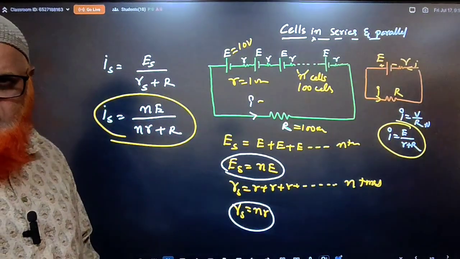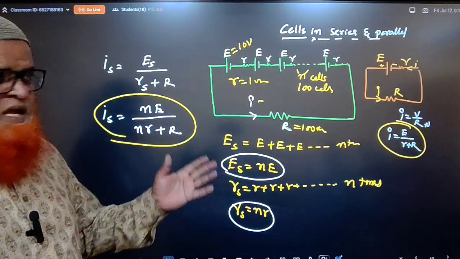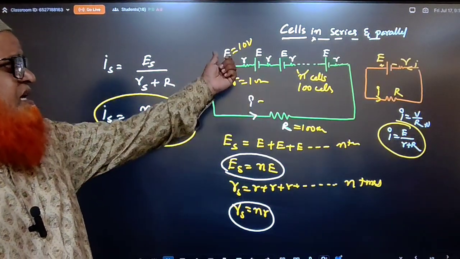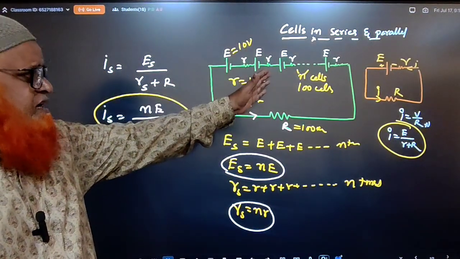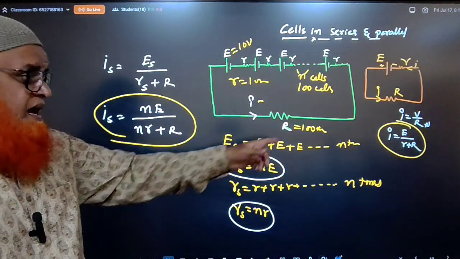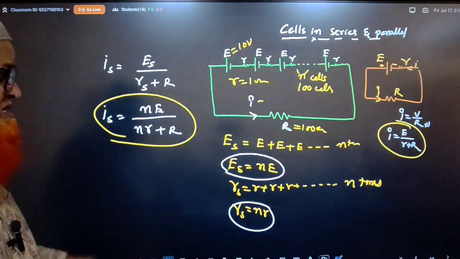Hope you understood what I'm saying now. A simple example I am saying now. 100 cells are connected in series. Each and every cell is having an EMF of 10 volts. Internal resistance is 1 ohm. External resistance is 100 ohms. And what is the current passing through the circuit?